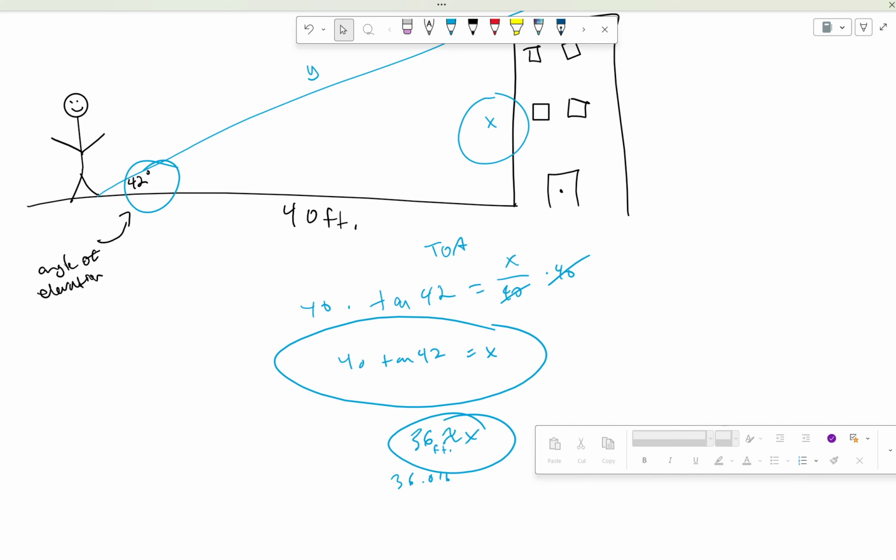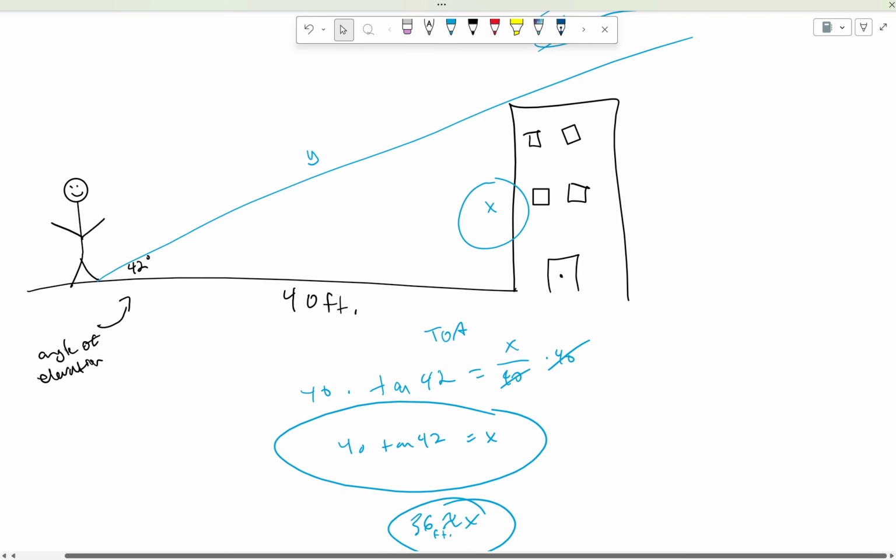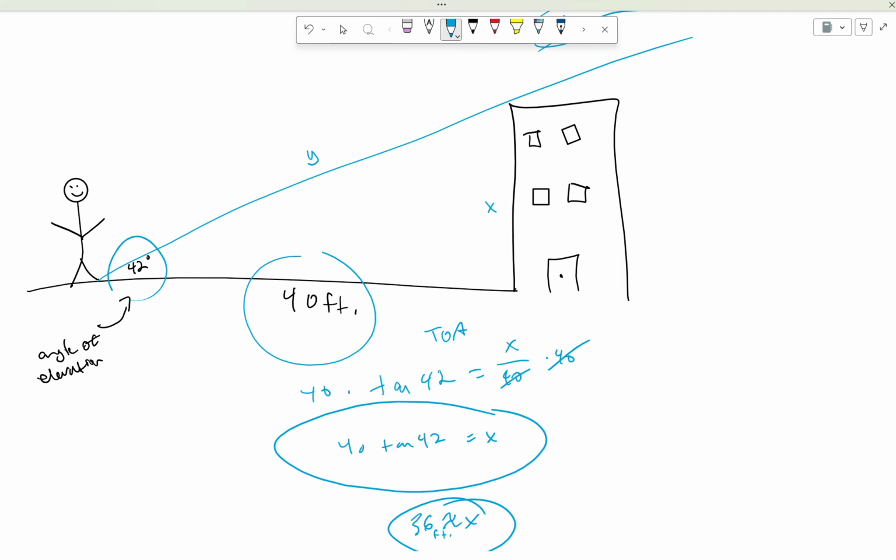Now, let's take a look here. Let's find y. Now we have to figure out what we have. We have this known and this known, and I have to figure out what this is right here, y. So what parts are we working with? This and this are the adjacent and the hypotenuse. So I'd say the cosine of 42, from the angle, is equal to the adjacent, which is 40, over the hypotenuse, which is y.